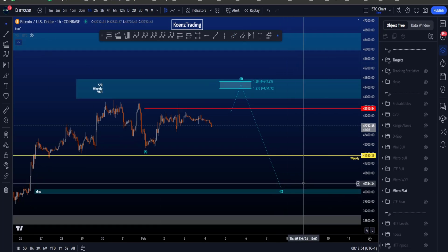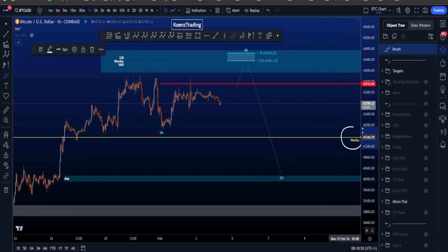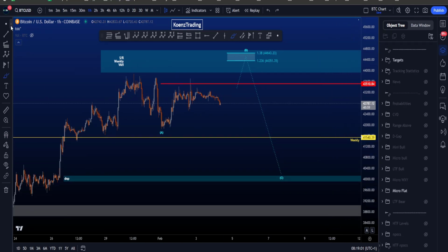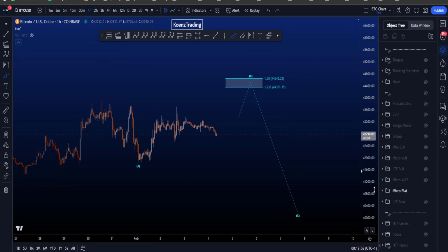Now there's a couple of support areas that are interesting towards the downside. First of all, we have a weekly here at 41.5k, and secondly, we have this blue box here between 39.9k and 40.1k for some additional support.